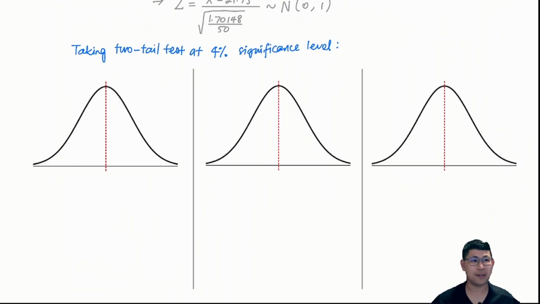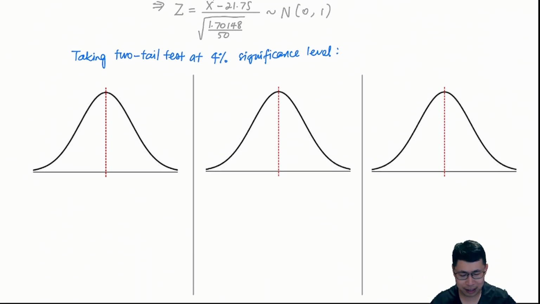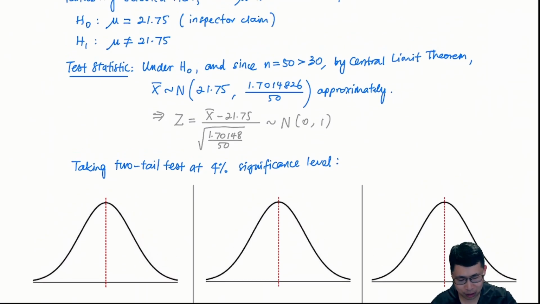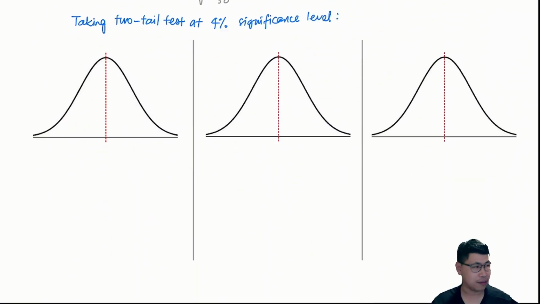I'd like to clarify that this graph is actually optional. Technically you don't need to draw a graph, you can just continue to write using the methods. The graph is here to help you visualize what's going on. So once again, let's set up this graph. Population mean 21.75, so we have our population mean over here. Then for the 4% significance level, this is a two-tail test, so I need to mark out both tails.